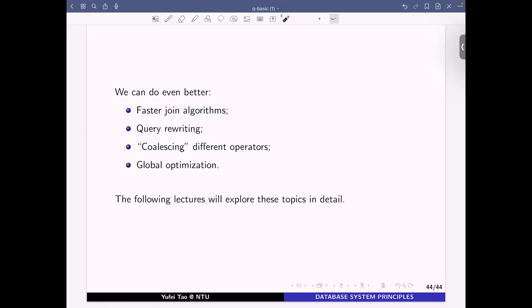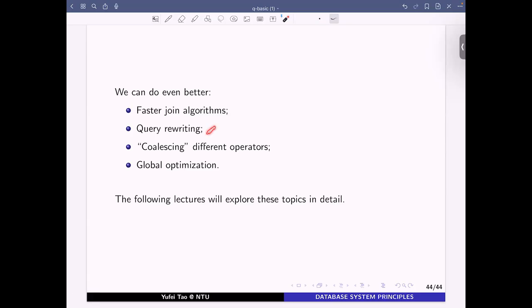First of all, if you look at natural join, I explained this BNL algorithm, and this BNL algorithm is just one algorithm for processing natural joins. Later you will learn additional algorithms for natural joins, and these algorithms are usually faster than BNL, especially if the amount of memory is small. So that's one thing you can do.